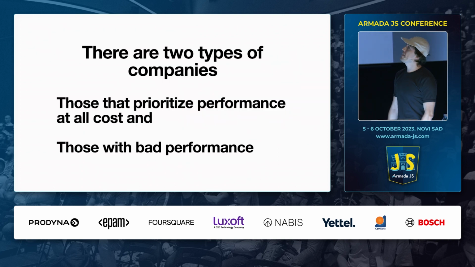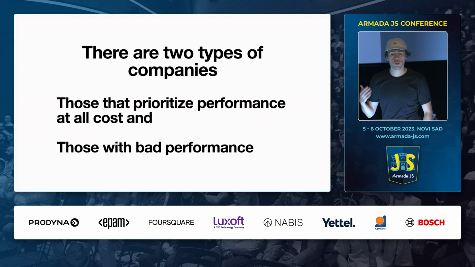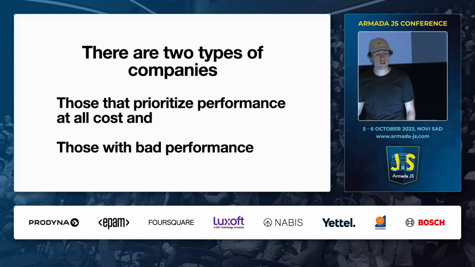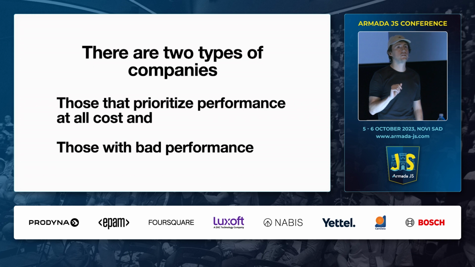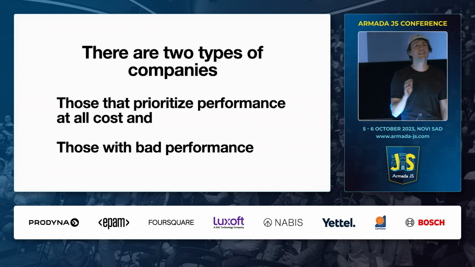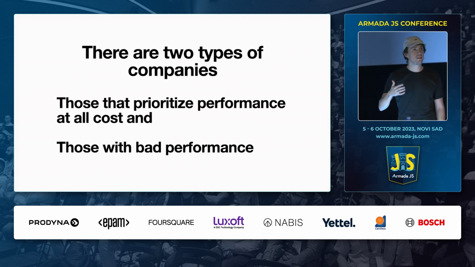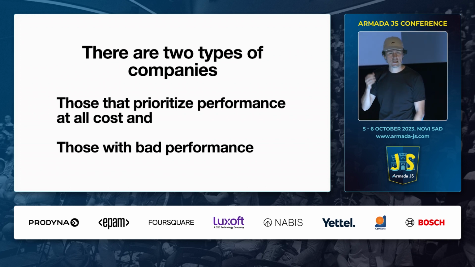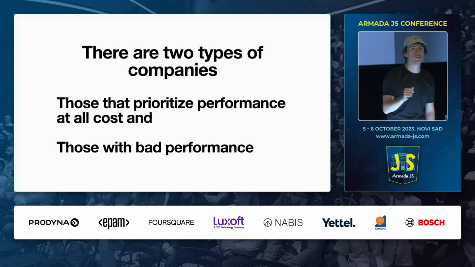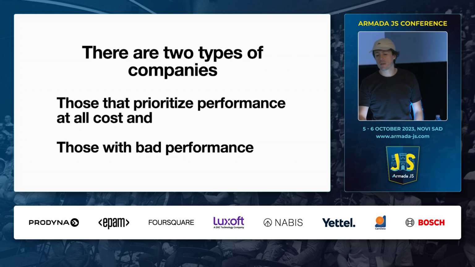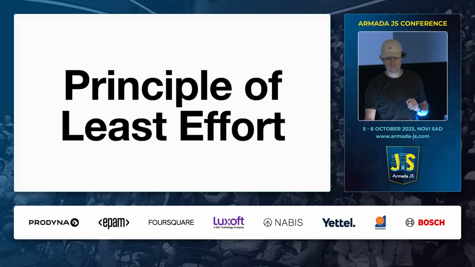So we used to say that there are two types of companies, those that prioritize performance at all costs and those with bad performance. Just think about this for a minute. Who knows, for example, Linear? It's like a Jira alternative. Linear, anyone? Superhuman, there are all these kinds of apps that focus on performance, right? These companies put so many resources, so much engineering time, so much money into that. Otherwise, in your company, depending on what the focus is, it's not going to be like this.